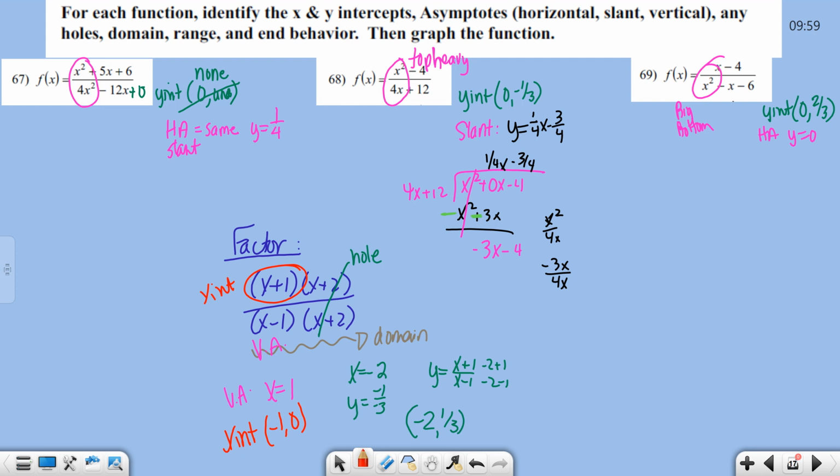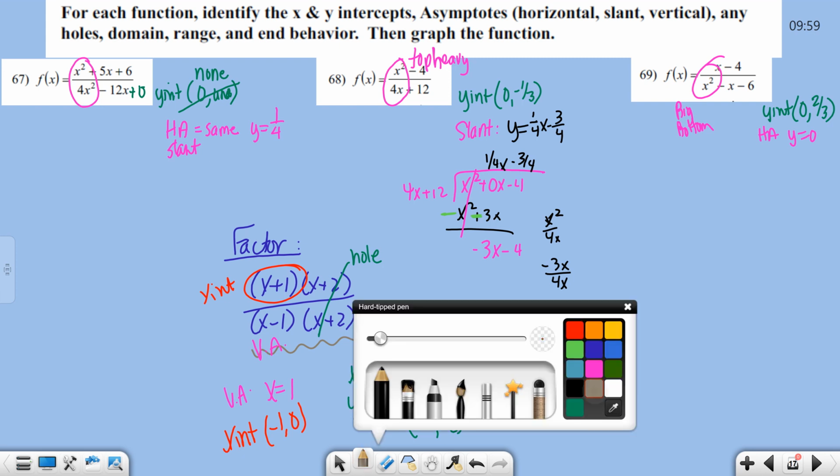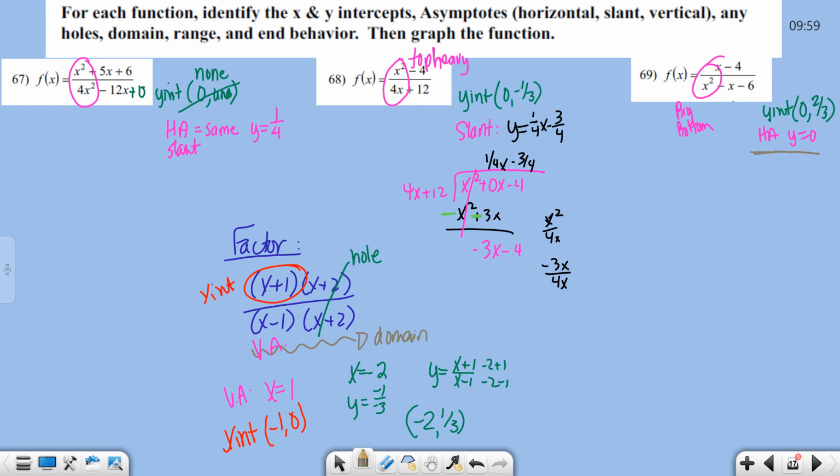Great. Once you get all your stuff plotted, remember, every once in a while functions are funky and they cross over the horizontal asymptote. If it does, just follow what it says and then sketch your graphs to follow the path of the asymptotes. Then you can answer clearly range and end behavior. Remember your end behavior, if you have a horizontal asymptote, is going to follow that value.